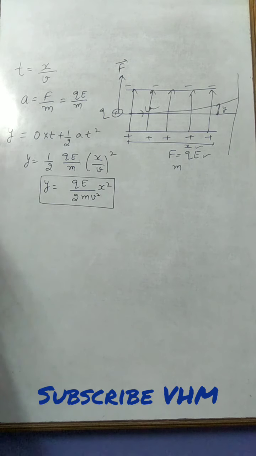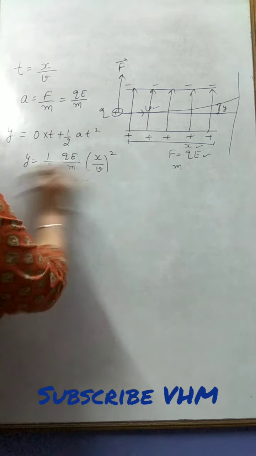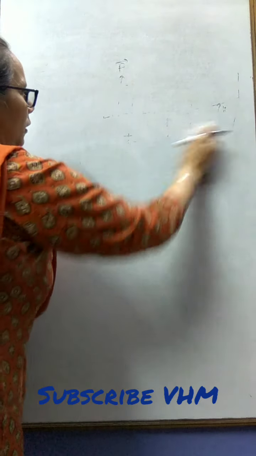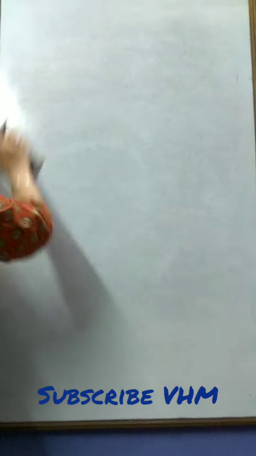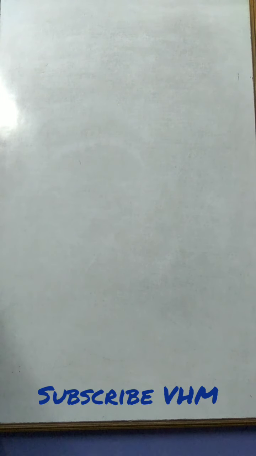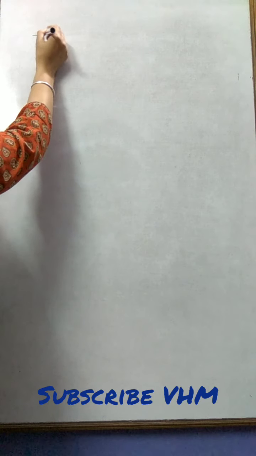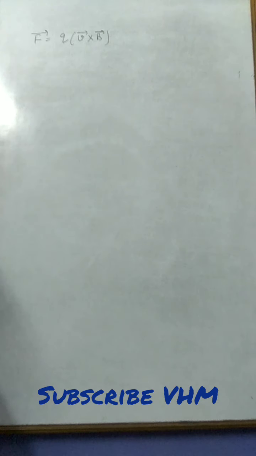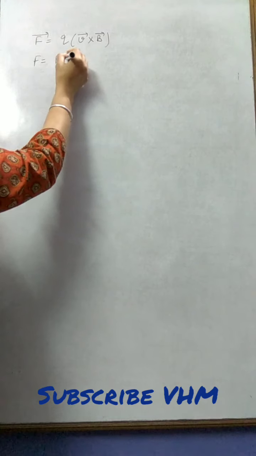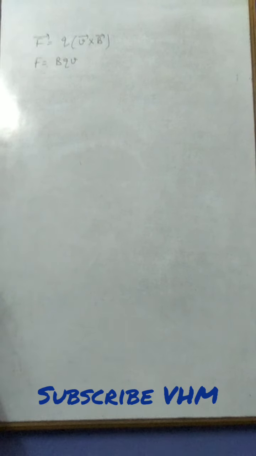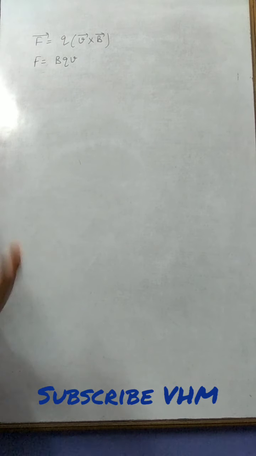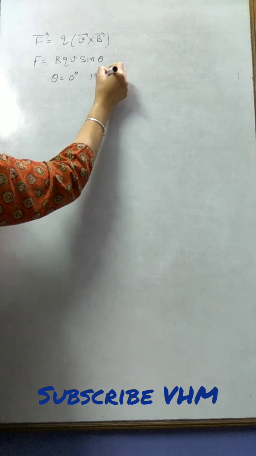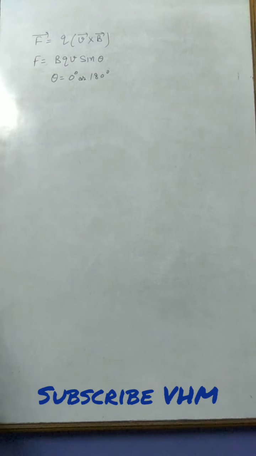When a charged particle moves in a magnetic field, there is also a force exerted by the magnetic field. One point is clear: the force of the electric field makes the path parabolic. And what is the force of the magnetic field? When a charged particle enters a magnetic field, this is called the magnetic Lorentz force, q v vector cross B vector, or its magnitude is BqV sine theta, maximum when sine theta is maximum. If theta is 0 or 180 degrees, this force is 0.